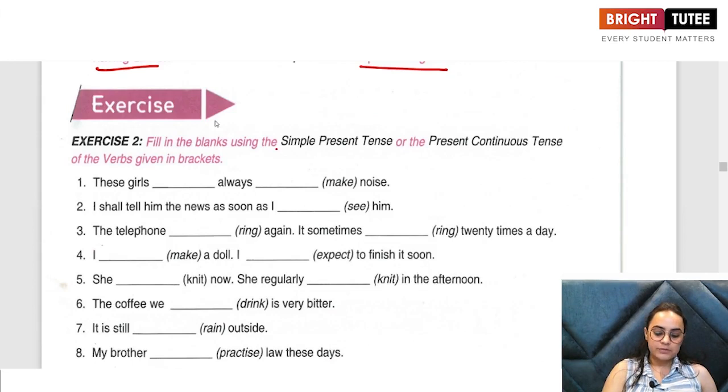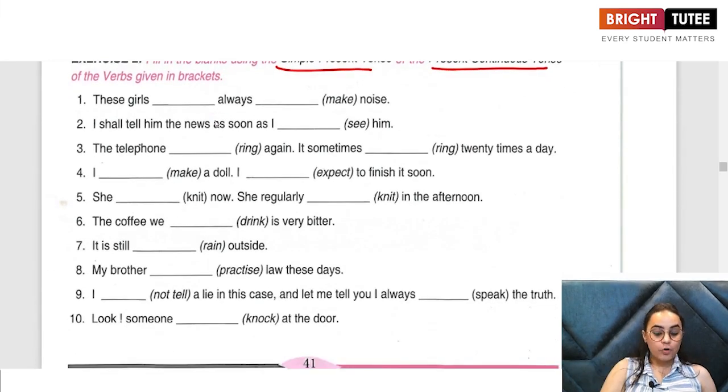Fill in the blanks using the simple present tense or the present continuous tense of the verbs given in the bracket. Those girls dash always noise. Always is written, so we know this is the continuous tense. So those girls are always making noise. Right? I shall tell him the news as soon as I dash him. I shall tell him the news as soon as I see him.